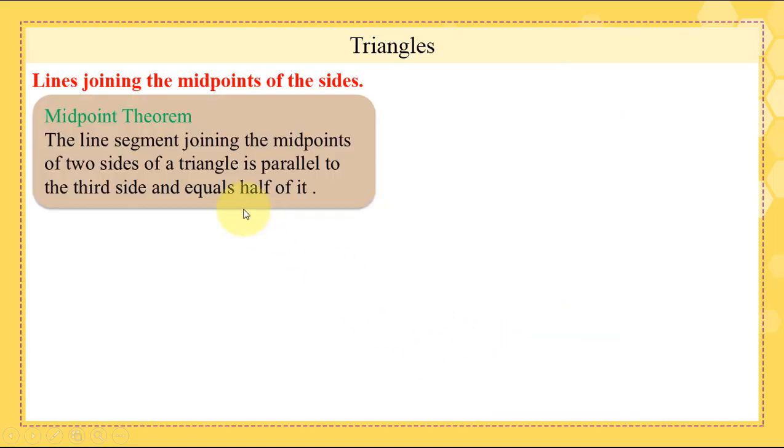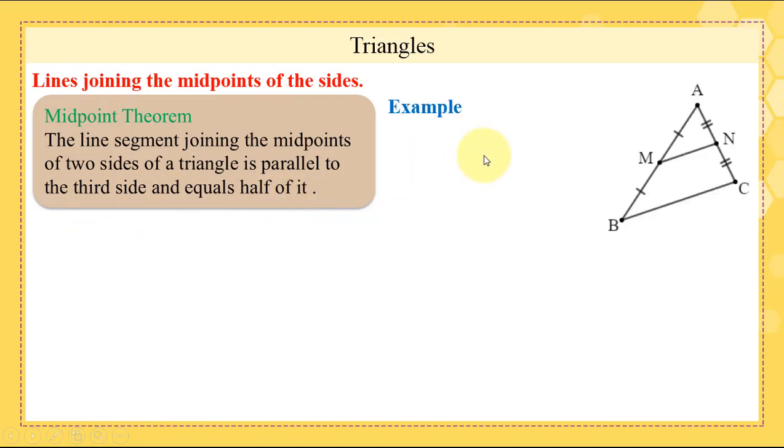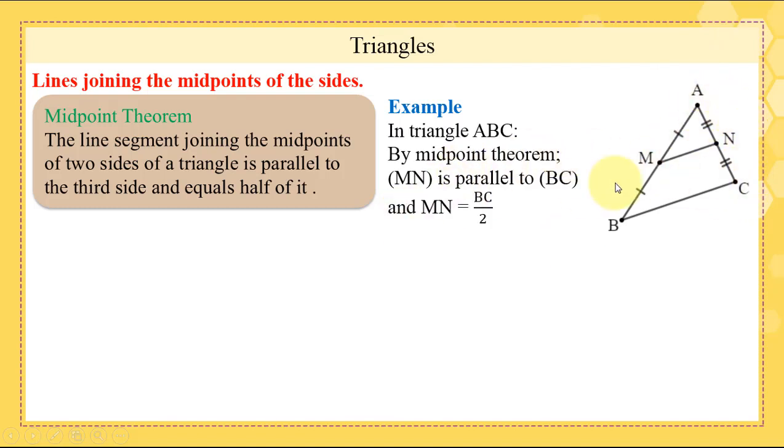A very important theorem in a triangle is the midpoint theorem. It states that the line segment joining the midpoints of two sides of a triangle is parallel to the third side and equals half of it. Example, in triangle ABC here, M is the midpoint of AB and N is the midpoint of AC. Then by midpoint theorem, MN will be parallel to BC and MN is equal to BC over 2.